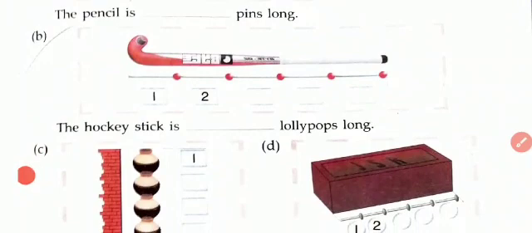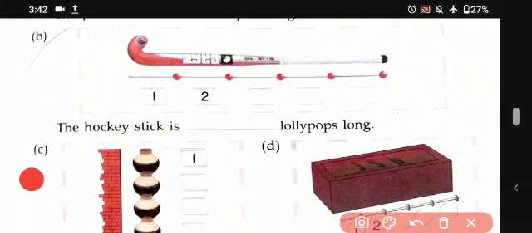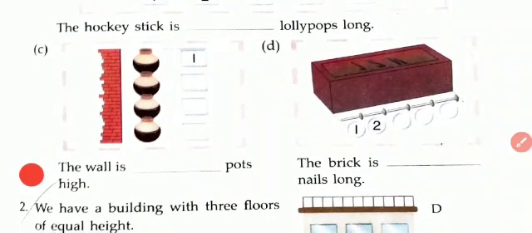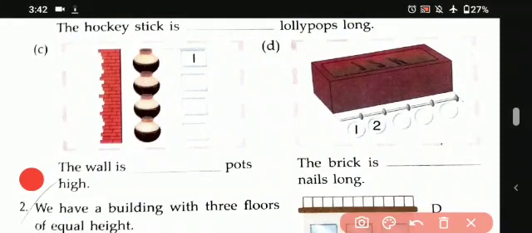Okay. Likewise, the hockey stick is dash lollipops long. How many lollipops? That is 2, 3, 4, 5. So we'll be writing here 5 lollipops. Now again we will come to here. There is a wall. The wall is dash pots high. So how many pots do you see? Yes, students, 4 pots. 1, 2, 3 and 4. So we'll be writing here 4 pots.